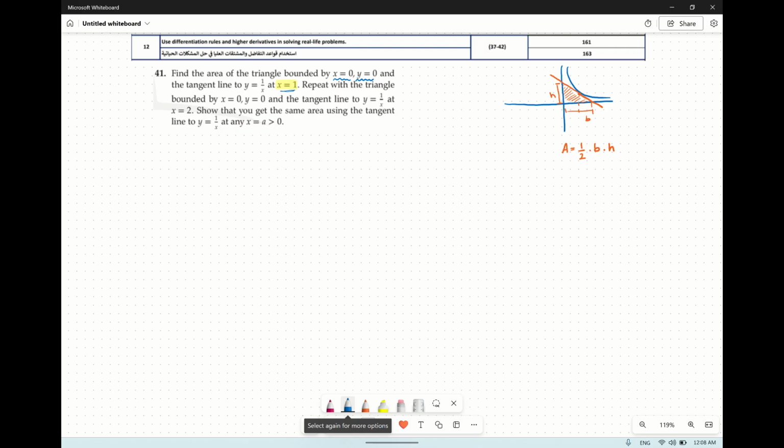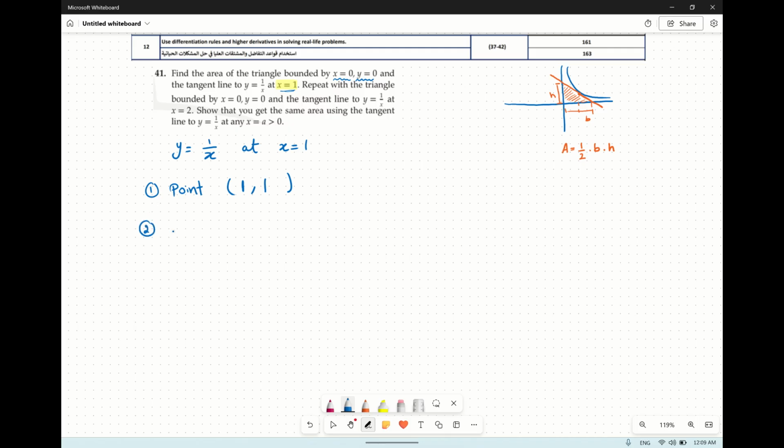We will follow some certain steps that can work for all this type of question. So now we are starting with y equal 1 over x at x equal to 1. So step number 1, find the coordinate of the point that you are finding the tangent line at. They told us that the x is 1, so this is 1. What about the y of this point? Well, you substitute in the original function 1 over 1, which will give you 1.